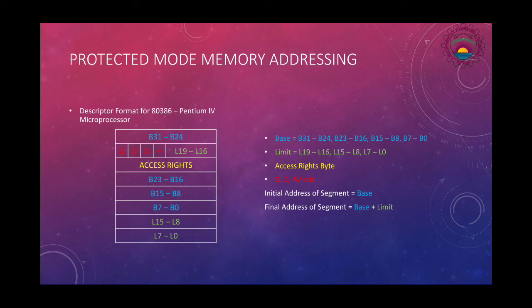So base address is of 32 bit. And there is a single byte for access site. And in the second last byte you are having bit G, D and AV. So for calculating the initial address you are having base address, and for calculation of the final address formula will be base plus limit.